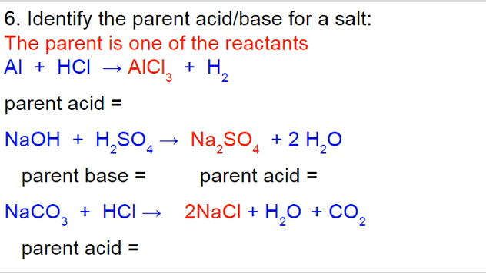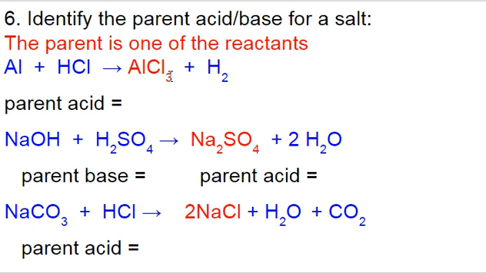Objective 6, identify the parent acid base for a salt. Well, the first thing you have to realize, the parent is always one of the reactants because the salt is one of the products. So where did it come from on the reactant side is what they're asking. And they're asking specifically, what was the acid or the base on the reactant side? So that really isn't a very difficult question when they give you the full reaction.